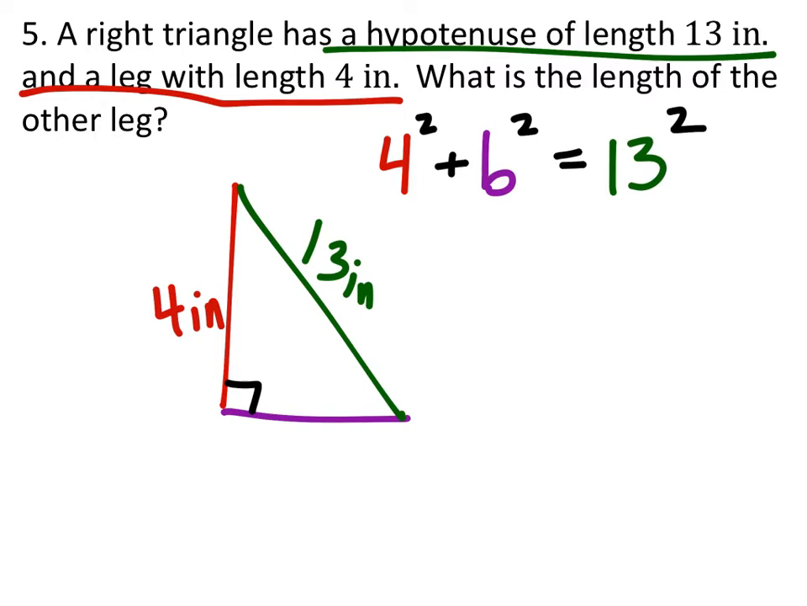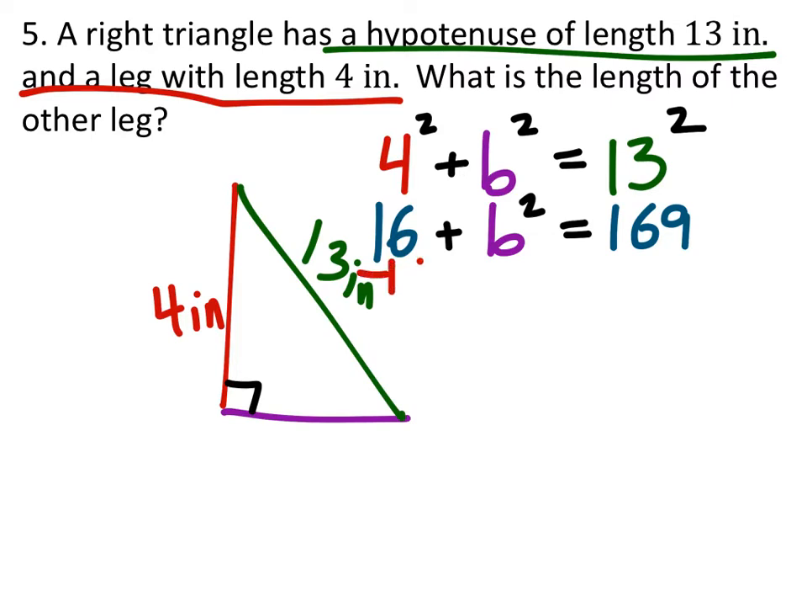So 4 to the power of 2 is 16. 13 to the power of 2 is 169. So 16 plus something squared is 169. If I want to solve this, I've got to isolate the b squared. So to do that, I'm going to have to subtract the 16 from both sides, just using principles of equality here.